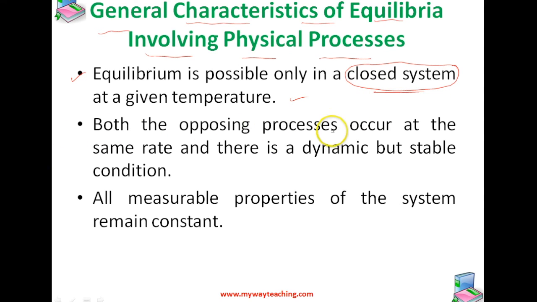Both the opposing processes occur at the same rate and there is a dynamic but stable condition. Next, all measurable properties of the system remain constant.